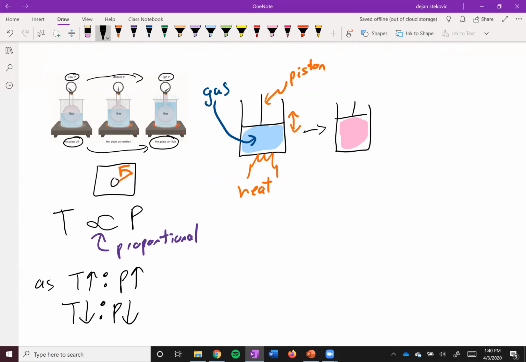So again, we can see that temperature is also proportional to volume, right? As temperature increases, what happens to volume? Well, it increases. As temperature decreases, what happens to volume? Well, it decreases, right? So same kind of thing, volume, pressure, both have the same effect.